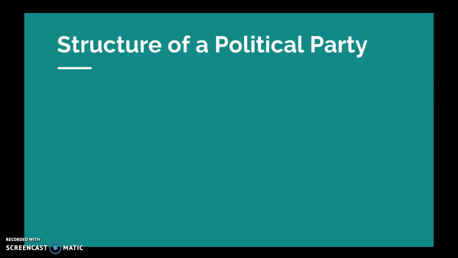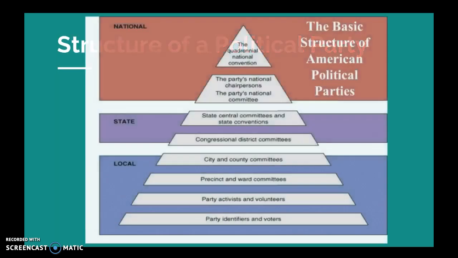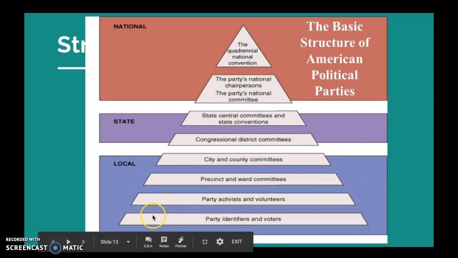So briefly, I want to talk to you about the structure of a political party. So you can read this for yourself. We see that every 4 years there's a national convention. There are national chairpersons for each party. And then it goes down to the state and local level here.